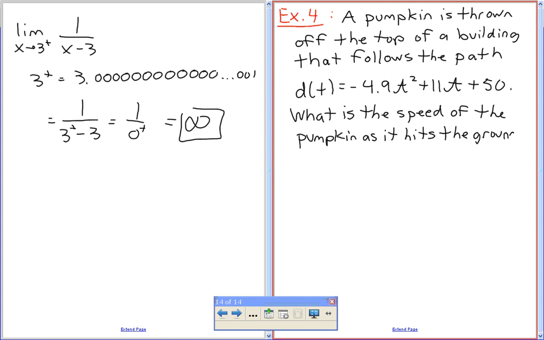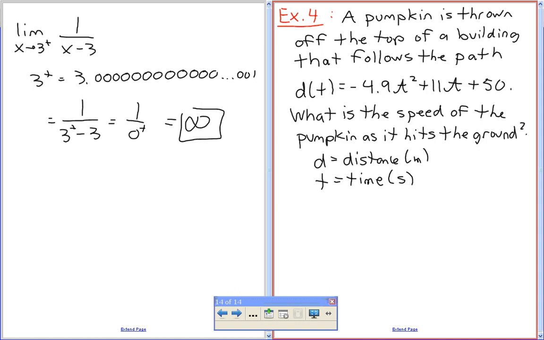I'm going to give you one hint before we start. d of t is position. Let me just rephrase this. d is equal to distance in meters. t is equal to time in seconds. Last time we were talking about kilometers per year and things like that, remember we did that question before?